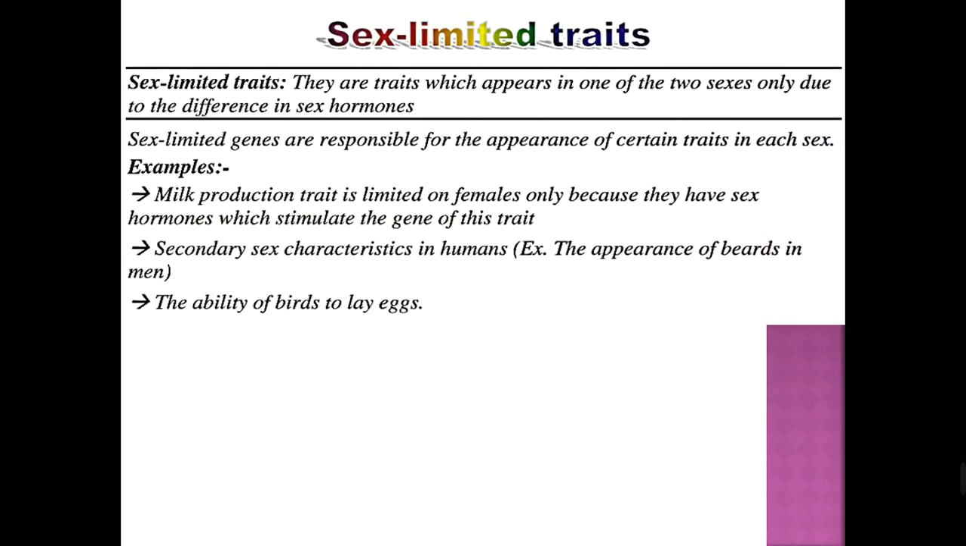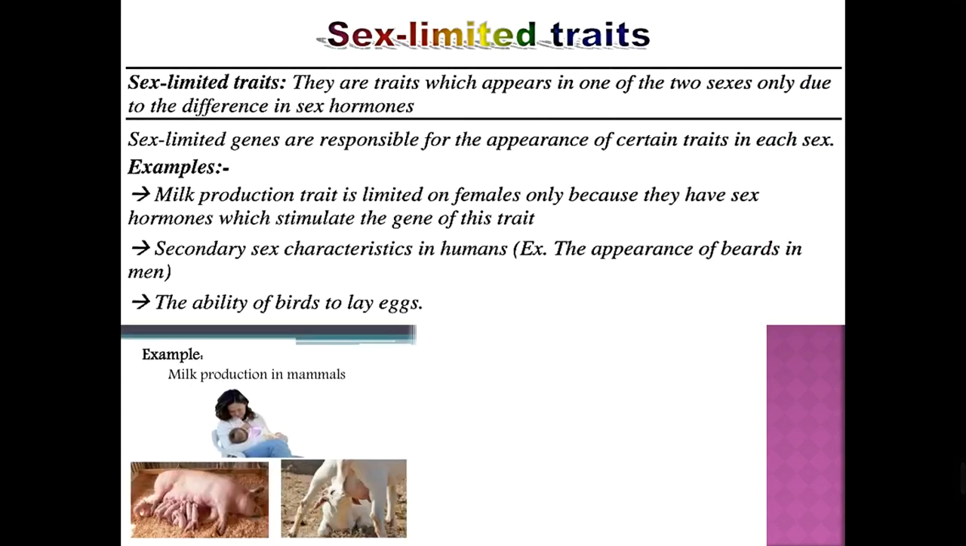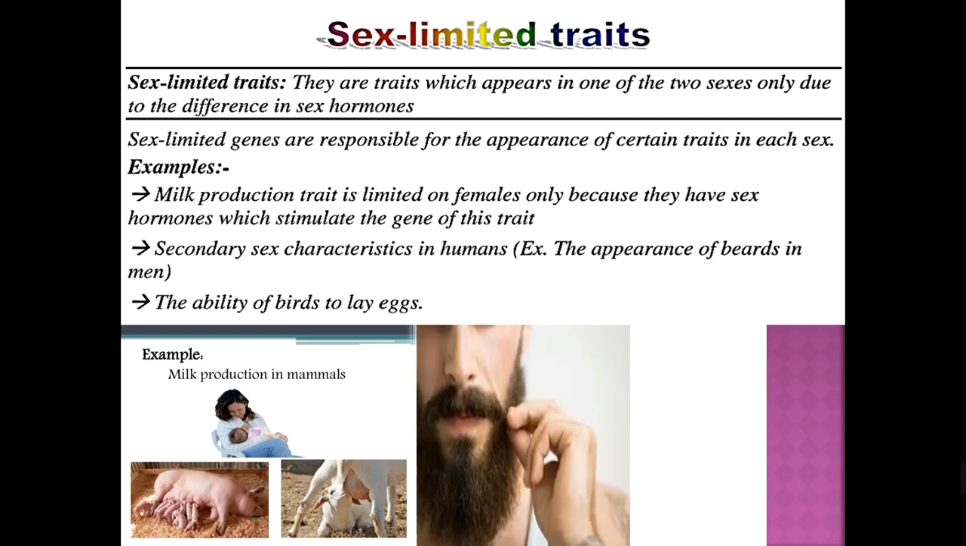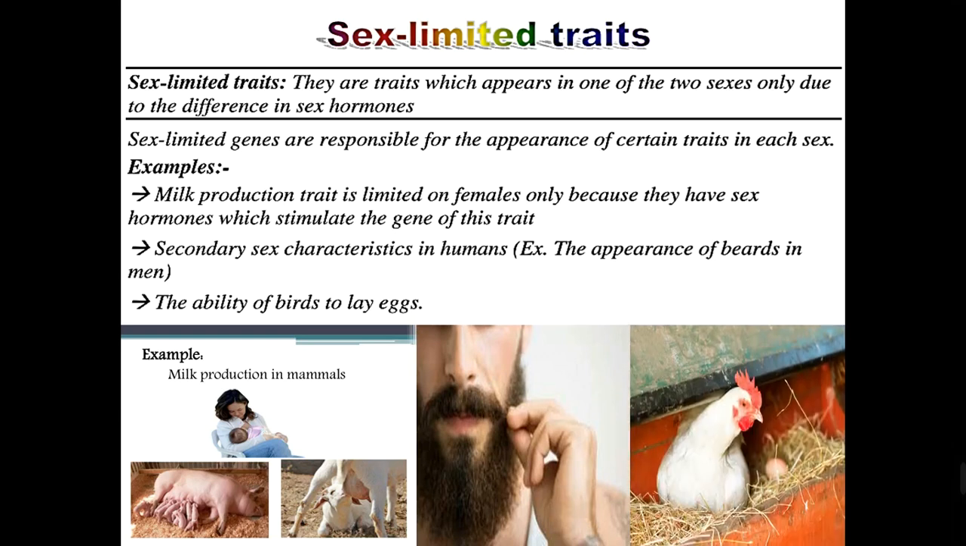The last non-Mendelian character is the sex-limited traits. Sex-limited means traits which appear in only one of the two sexes, restricted, according to whether it's male or female. Like what? Like milk production. Milk production is restricted to the females only. Like the beard, it's restricted to the men only. Like the ability of birds to lay eggs, it's restricted to the hen only.